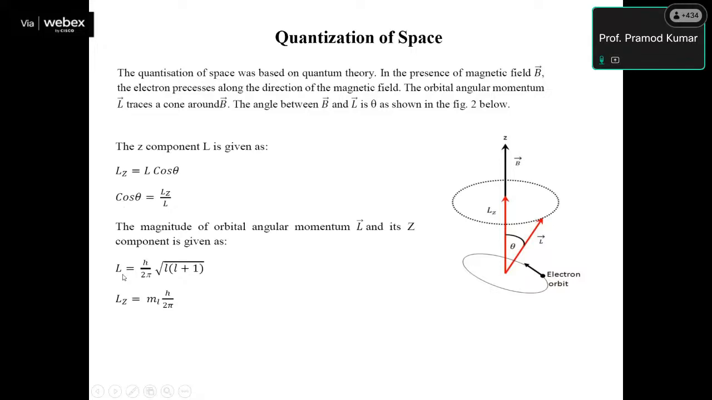Here L is nothing but the orbital angular momentum, that L equals ħ√(l(l+1)). Here l is the orbital quantum number. And Lz is equal to ml h/2π. ml is basically the magnetic quantum number. And the value of ml always lies between plus l to minus l. Basically, you will get 2l+1 states. And l, of course, if you have an idea about the principal quantum number, then the value of l is equal to 0 to n−1.